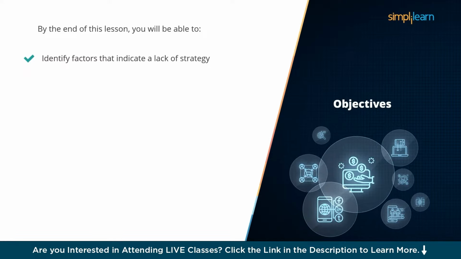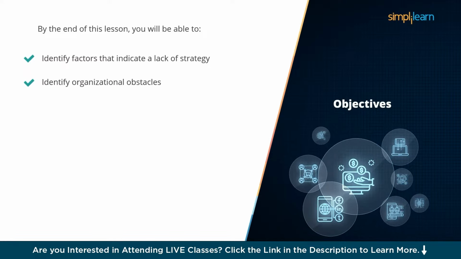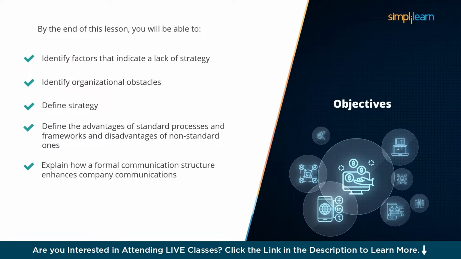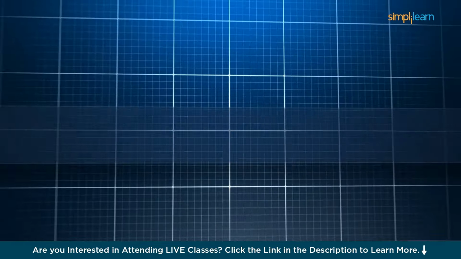Objectives. By the end of this lesson, you will be able to identify factors that indicate a lack of strategy, identify organizational obstacles, define strategy, define advantages for standard processes and frameworks, explain the disadvantages for no standard procedures or processes, explain how a formal communication structure enhances company communications.